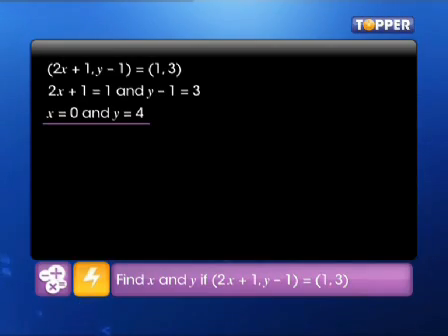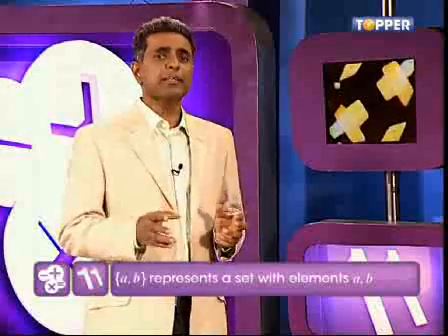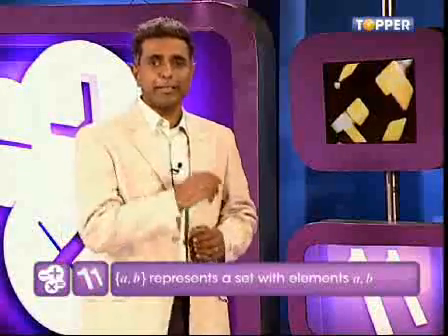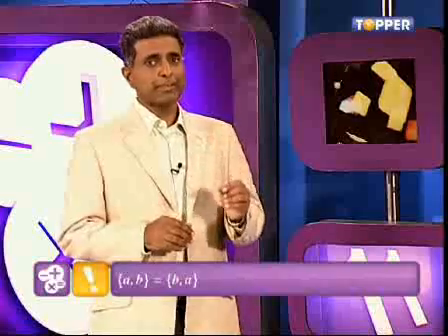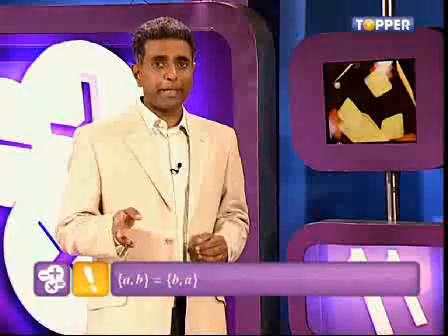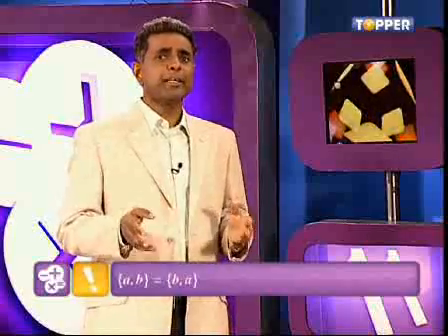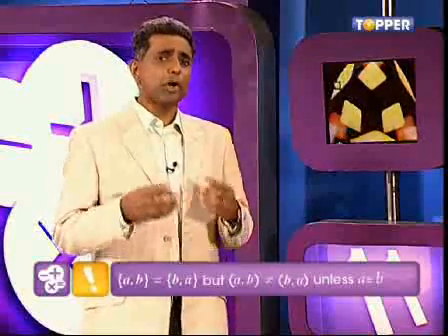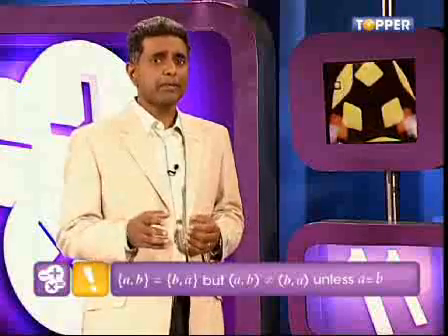One word of caution, avoid using curly braces for your ordered pairs. Curly brace {a, b} is reserved for the set whose elements are a and b. Remember, when we deal with sets, we have {a, b} is equal to {b, a}. But for ordered pairs, we explicitly have (a, b) is not equal to (b, a) unless a is equal to b.